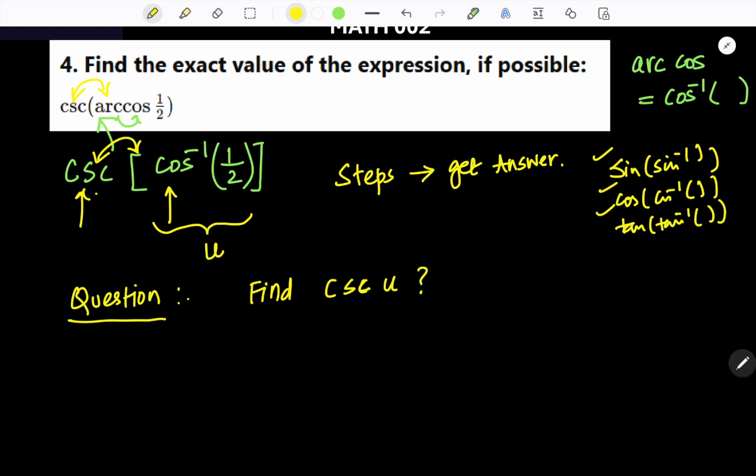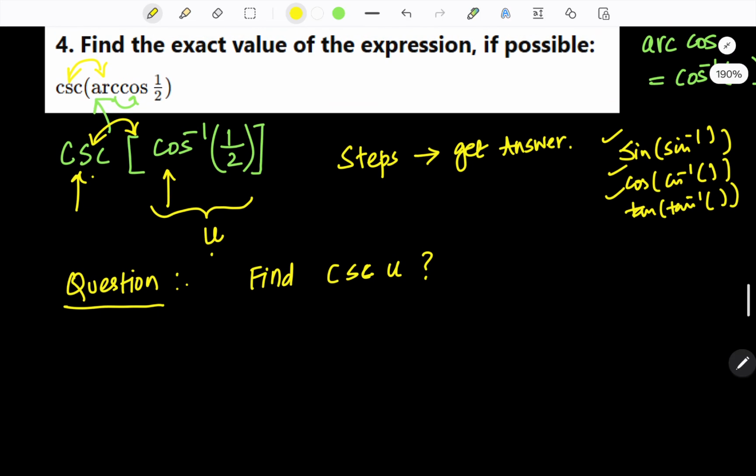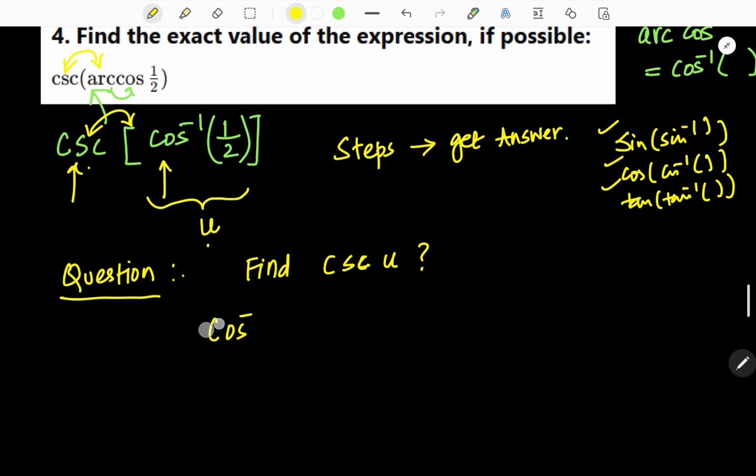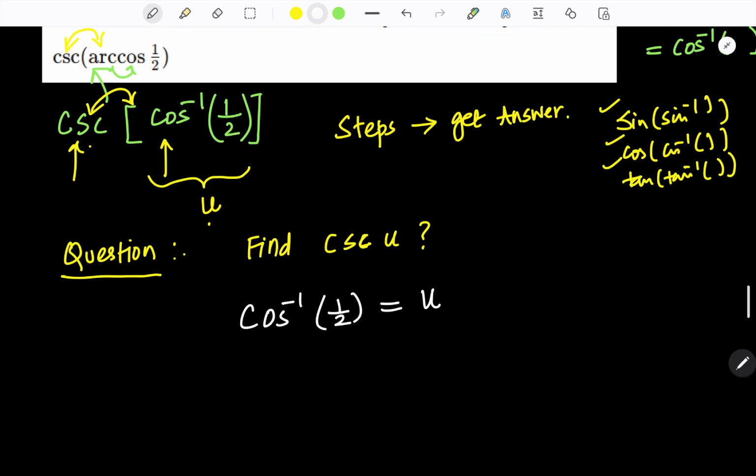After that, what is my question? Cosecant U is my question. So in the final answer, if I find cosecant U, it means my solution is over. Understand? So what did I call U? I called cosine inverse 1 over 2 as U. From this, I'm going to do small things. I'm taking this cosine to that side. So 1 over 2 is equal to cosine U.